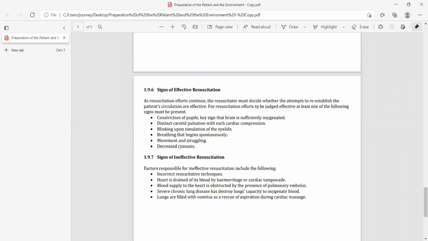There are some factors that are responsible for ineffective resuscitation, which include the following. Incorrect resuscitative technique. The heart is drained of its blood by hemorrhage or cardiac tamponade. Blood supply to the heart is obstructed by the presence of a pulmonary embolus. Because of the pulmonary embolus, there will be obstruction in the heart.